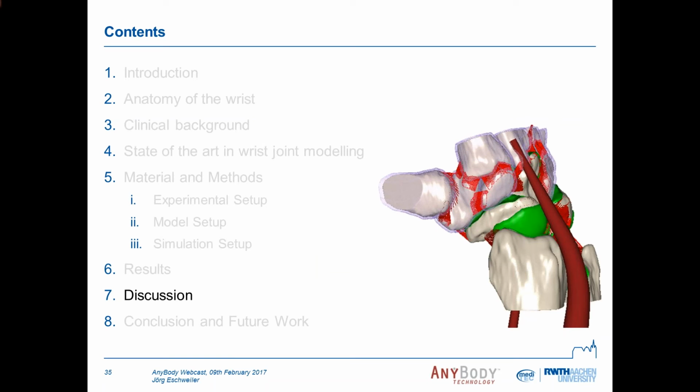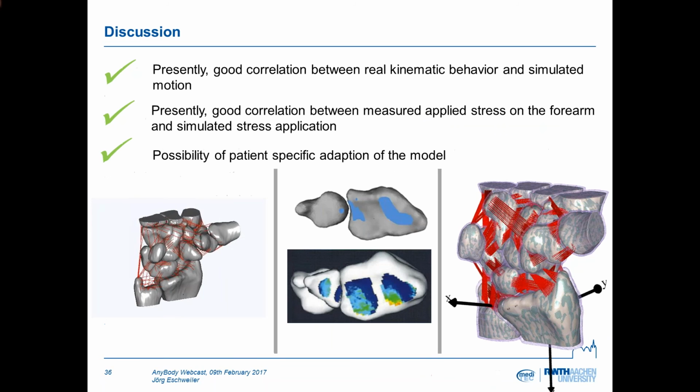Let me discuss our approach. The presented computational multi-body simulation model of the wrist joint was able to reproduce the physiological ranges of motion and also the pathological trends when compared to the experimental results. The model replicated the results of our own cadaver studies in its entirety with comparable good results for the physiological as well as for the pathological case.